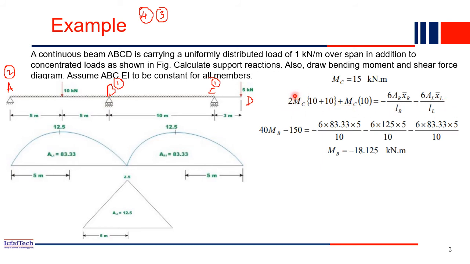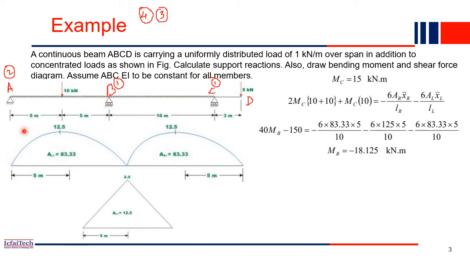In the last slide you saw the three moment equation, where ML here is MA, which is nothing but 0, and MR, the right hand side moment, is 15 as given to us, and the middle one, MB, we have to find out. Just plug in all the values and you will get the value of MB. Once you plug in all the values, we get the final MB equal to 18.125. So the moment at B is now 18.125. Now what is our main objective?